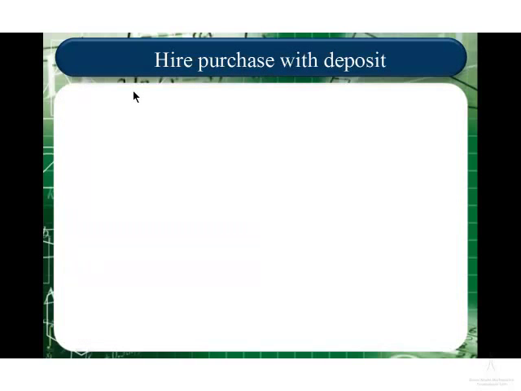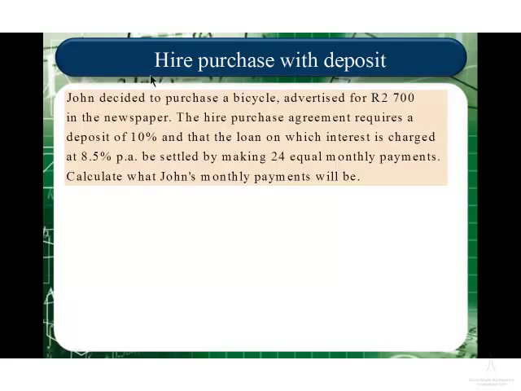Let us have a look at our first example where we have a hire purchase with a deposit. John decided to purchase a bicycle advertised for 2,700 Rand in the newspaper. The hire purchase agreement requires a deposit of 10% and that the loan on which the interest is charged at 8.5% per annum be settled by making 24 equal monthly payments. Calculate what John's monthly payments will be.